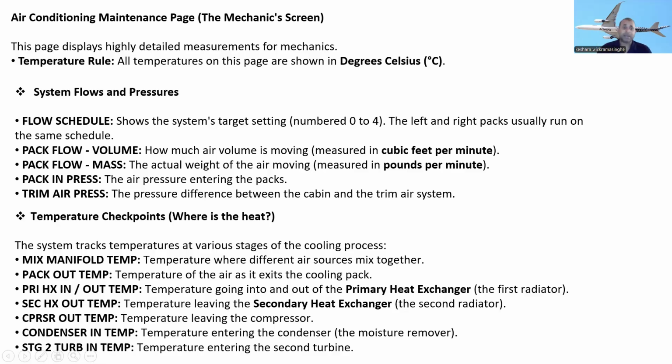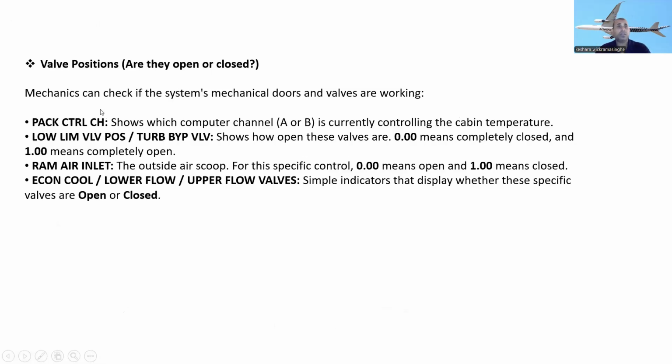All right, let's go to the valve positions. It means like, are they open or closed? For valve positions, we need to check whether they are open or closed. The mechanics can check if the system's mechanical doors and valves are working. The pack control CS shows which computer channel, A or B, is currently controlling the cabin temperature. They have two channels, A and B. Let's learn about it later.